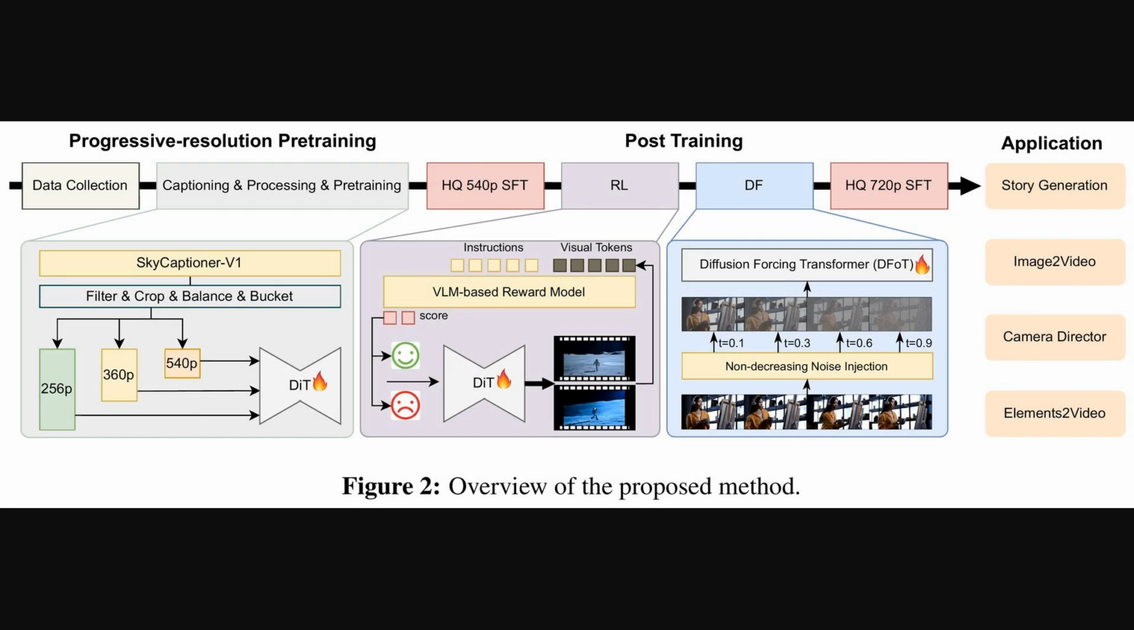Okay, so while figure 1 showed us the impressive results, figure 2 here details the method. It's a multi-stage pipeline. First, progressive resolution pre-training uses their Sky Captioner V1 for detailed video descriptions, then trains a diffusion transformer, or DiT, an AI architecture for generation at increasing resolutions. Next, post-training refines the model with supervised fine-tuning, or SFT. That's like specialized coaching, plus the reinforcement learning we mentioned, and diffusion forcing, which is vital for creating those long videos. This entire setup powers the different applications.